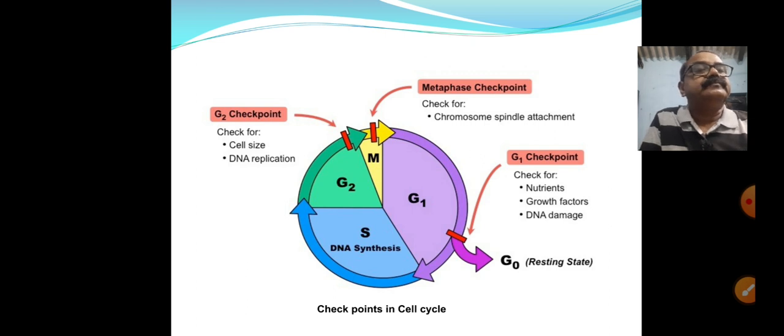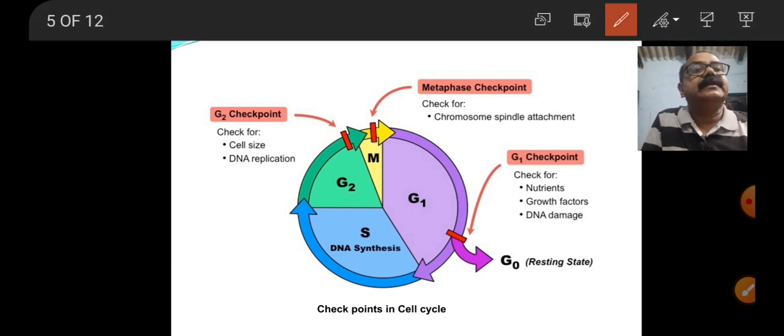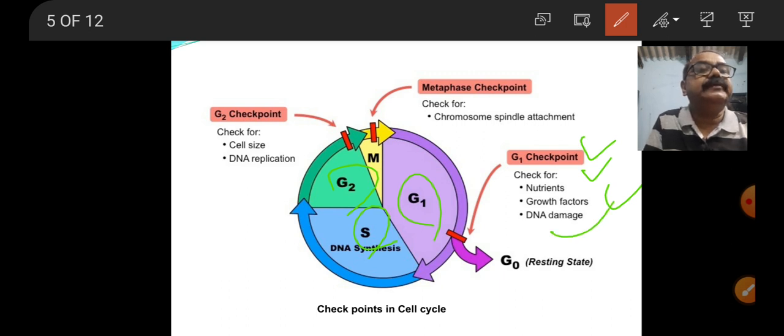This is the picture of cell cycle. Here are the phases of the cell cycle: G1, S and G2. Then the checkpoints. The first is the G1 checkpoint. This checkpoint checks nutrients, growth factors of the cell, and any damage to the DNA. If a defect is found, then the cell passes through the G0 phase, that is the resting stage, and cells do not divide.